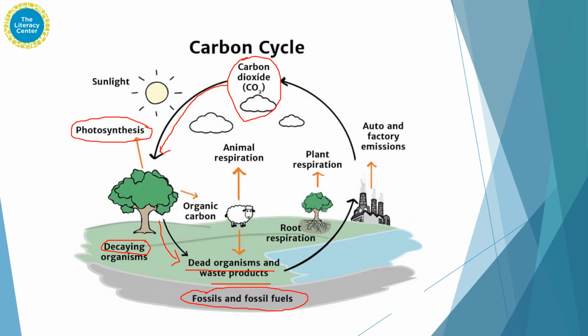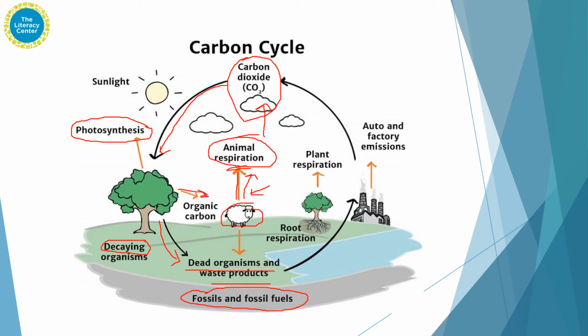Then the same carbon present in living plants is taken as food by animals and humans. From humans or animals, this carbon is released back to the atmosphere by the process of respiration. During respiration, animals take in oxygen and release carbon dioxide. And this carbon dioxide is released back into the atmosphere, which will further be used by the plants in photosynthesis.